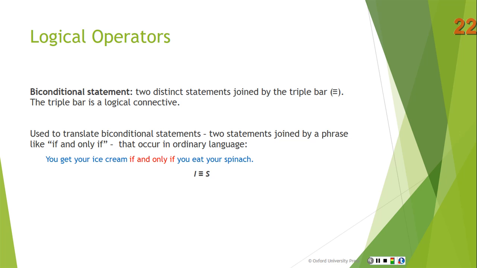You get your ice cream, we're going to represent that with I. You eat your spinach, we're going to represent that with S. And then "if and only if" we'll represent by the triple bar. Now, when it comes to the biconditional, it doesn't matter which order you put the statements in. We put "you get ice cream" to the left of the biconditional and "you eat your spinach" to the right, but it could have gone the other way around. The order matters in if-then statements, not in biconditional statements.